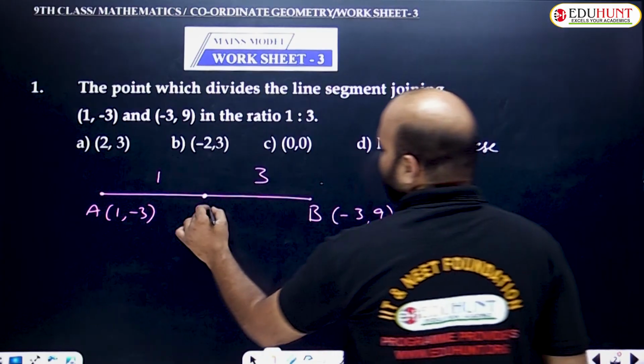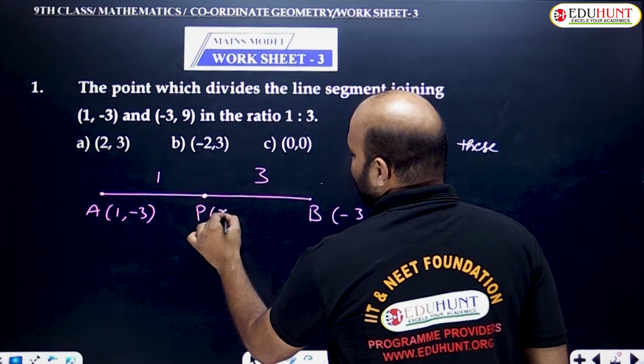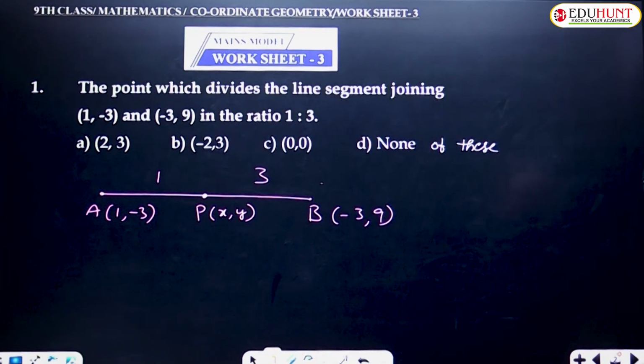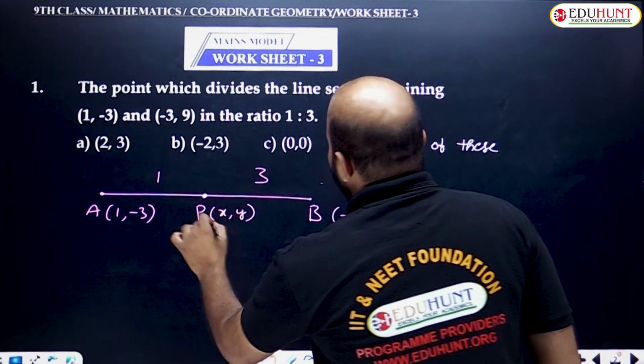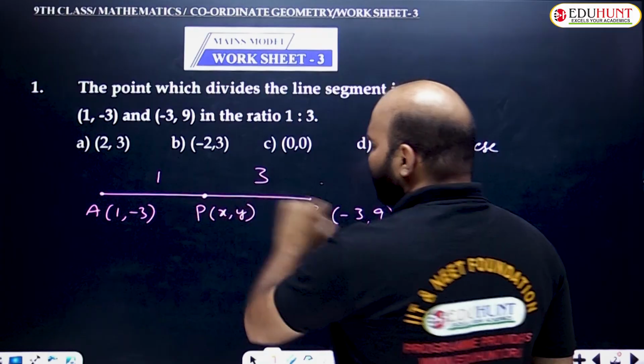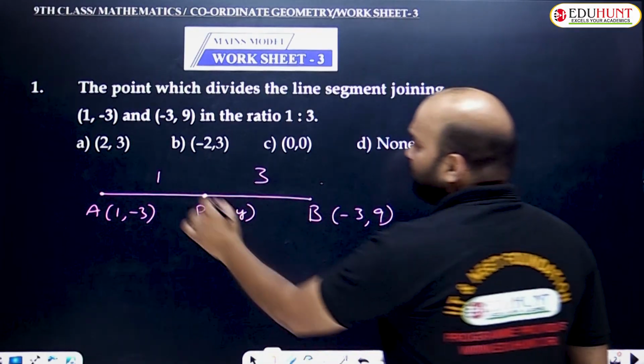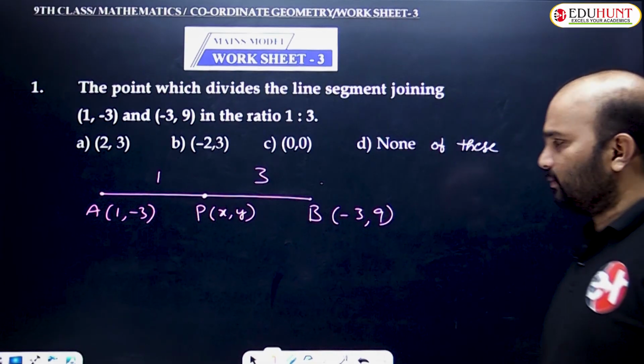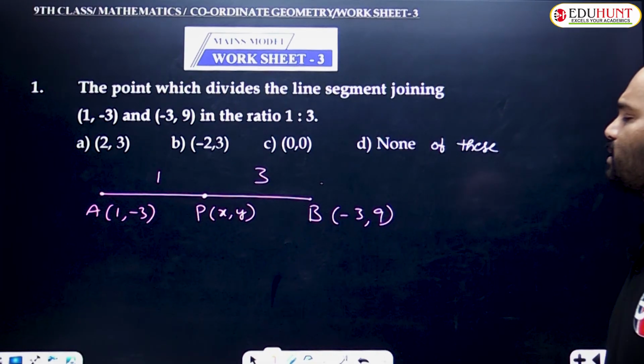Am I clear? So what is the question asking? What is the point? You don't know that point. It will be considered as (x, y). So point P divides the line segment in the ratio 1:3, already given. So what is the point? (x, y). Let me take that point as (x, y).